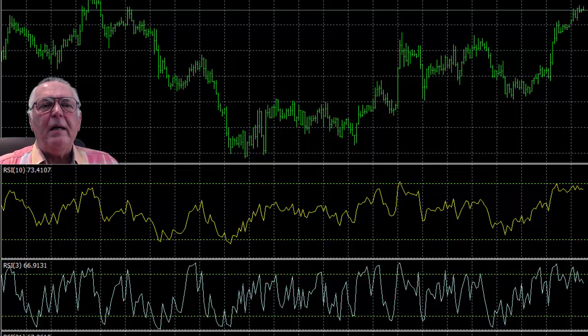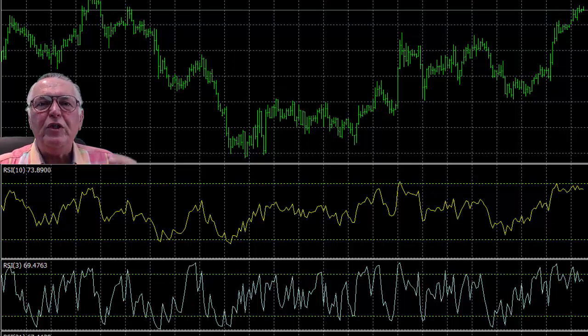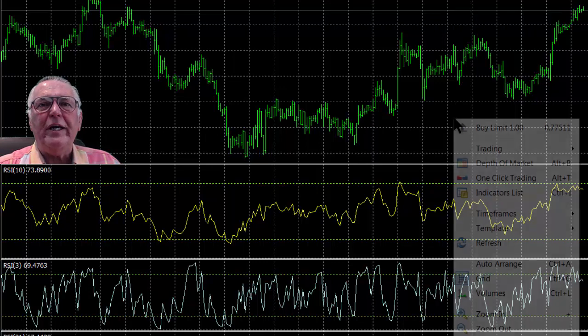The 3 reading gave about 12 signals, and quite a big percentage of them were too early and would have resulted in losses. So now I know that the best setting is somewhere between 10 and 3. And all I do then is I go and I change those settings.